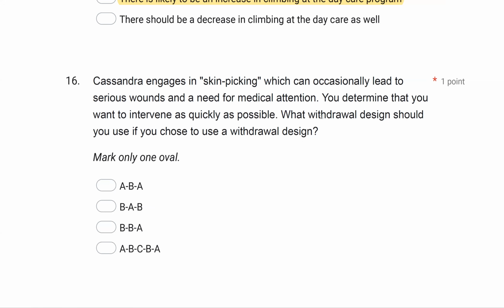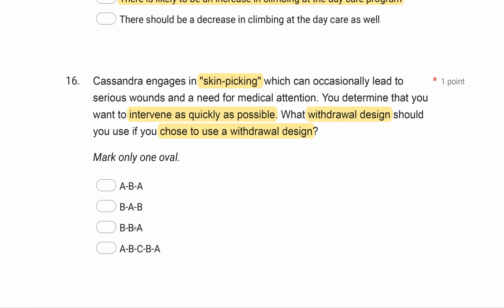Okay. So yes, we likely would never use a withdrawal design for a behavior like this, but if you were to choose one, what would you use? So we want to do what? Well, we want to intervene as quickly as possible. Okay. And so what withdrawal design are we going to use? A, an ABA. Well, an ABA withdrawal design is baseline, intervention, baseline. That's not intervening quickly because we're just taking baseline. B, a BAB, or an intervention, baseline, intervention, is much more what we're looking for because now we're intervening immediately, withdrawing, intervening again, trying to find that functional analytic relationship.